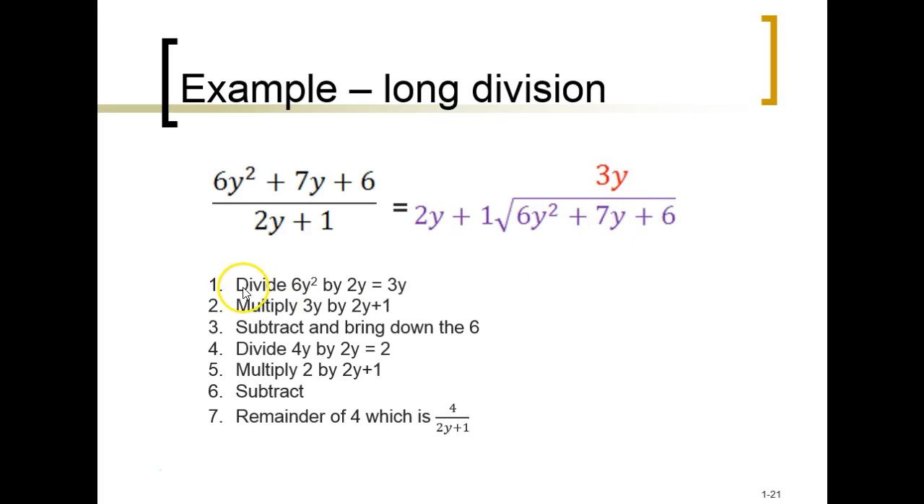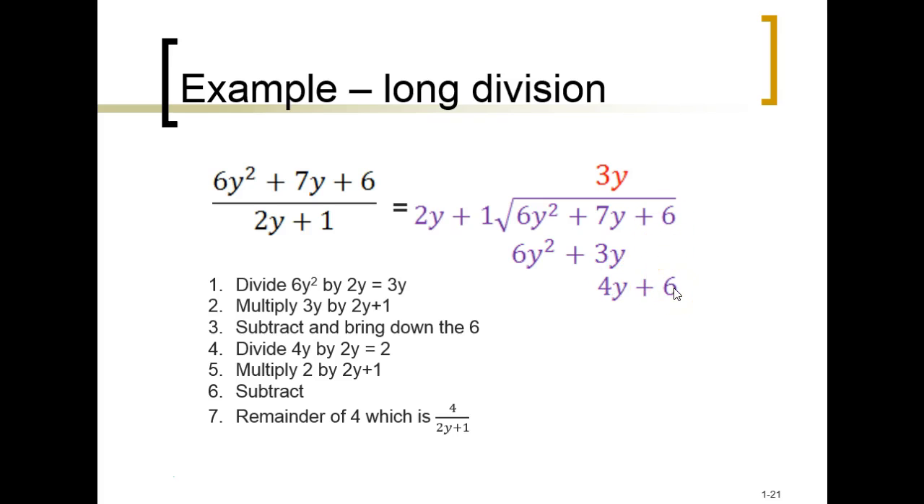So that's the divide. Then the multiply. If you remember with long division, we multiply this term by the divisor. So we want to do that. 3y times 2y and 3y times 1. And they go in these spaces. 3y times 2y and 3y times 1. And now we want to subtract 6y squared minus 6y squared. Well, that's 0, so that's not there. And 7y minus 3y is 4y. And bring down the next term.